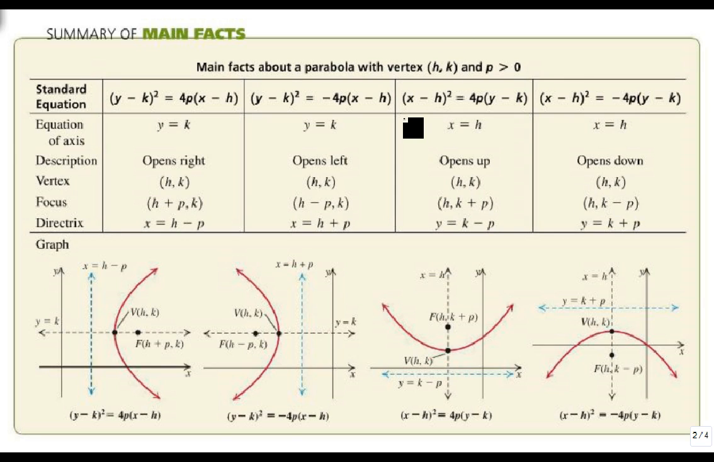So just pretend that the vertex you move to is a new 0, 0, and everything else is the same. If this is my vertex right here, then my focus moves just over p, and my directrix is just back p from it, and that'll give us everything we need.